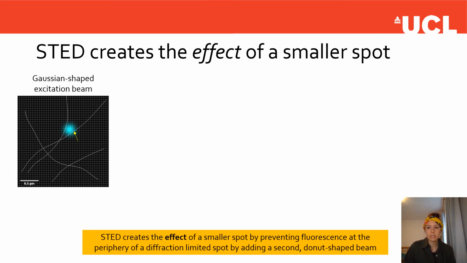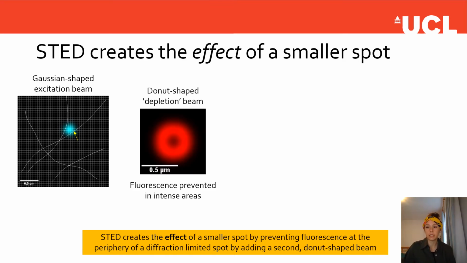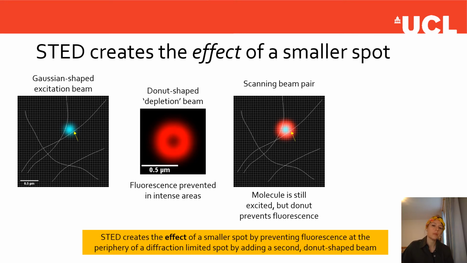What STED does is it puts in a second laser beam that's overlapped with your confocal spot. And that's shaped like a donut, which we call the depletion beam. The STED beam, the depletion beam, same thing, it's this donut-shaped beam. And what this does is it prevents fluorescence in the intense part of this beam. Okay, so we're going to overlap these two beams like this. And so fluorescence is prevented in the intense areas of our donut beam. So in this beam periphery, we're still getting excitation from our Gaussian-shaped excitation beam at that arrow position. But then the STED beam is saying, nope, no fluorescence allowed. So you don't actually get fluorescence from that part.